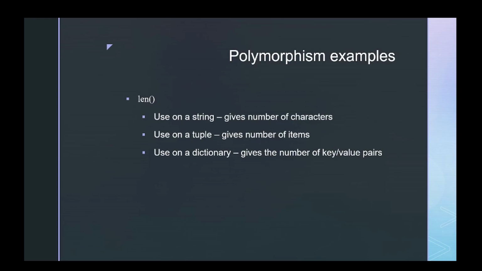Another good example of polymorphism that we've used previously is len, for length. Now, not even looking at any type of user-defined objects, we have used len with a string and it gives me the number of characters. We have used len with a tuple and it gives the number of items. And finally, we used len with a dictionary and it's going to give us the number of key value pairs. So even though it is giving me 3 different things, right? Number of characters, number of items, number of key value pairs, I can use that len method on strings, tuples, and dictionaries, and it works very, very similarly.